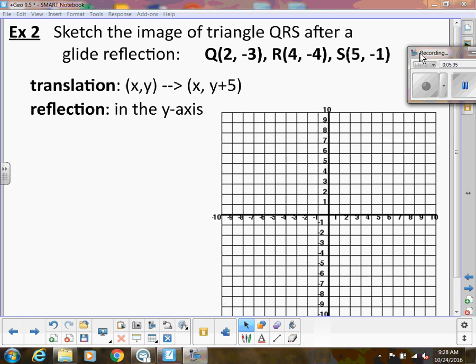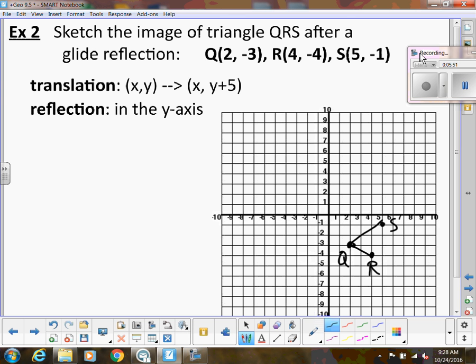Let me move that. All right, so I'm going to plot Q, which is (2, -3), R, which is (4, -4), and then S is (5, -1). So Q, R, S. First we're going to do the translation (x, y + 5). That means all of our x's will stay the same, but our y's will be increased by 5. So I'm moving all of these points up by 5.